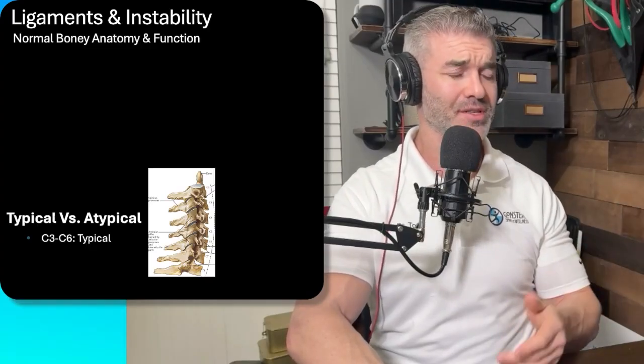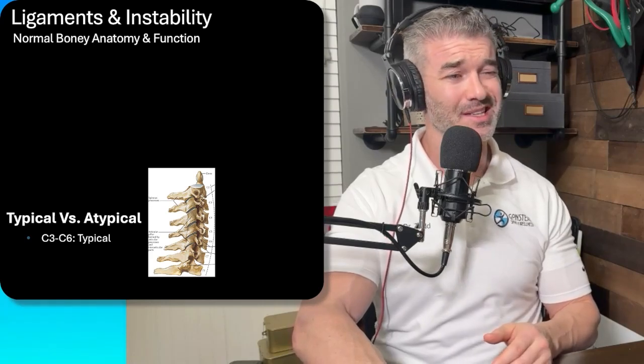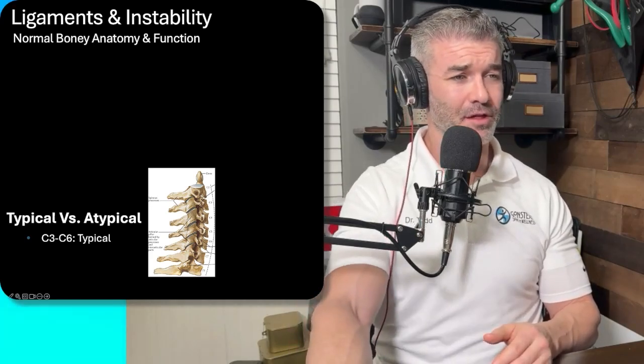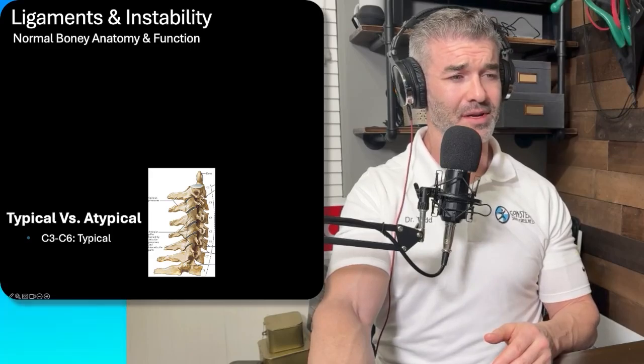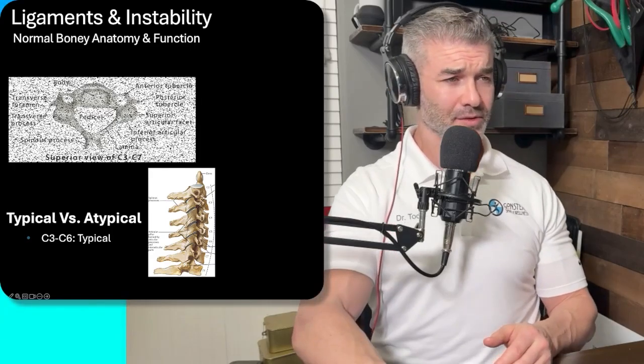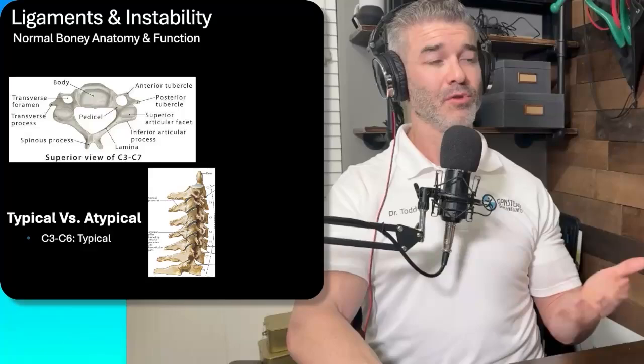So this is a picture side view of the cervical spine. This is actually 6 of the 7 cervicals. It's missing the first cervical up here. So this is 2, 3, 4, 5, 6, 7, and that's actually T1 down there. So let's talk about the typical vertebra, the shape of them.